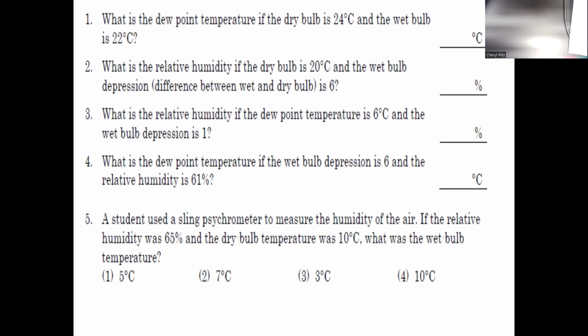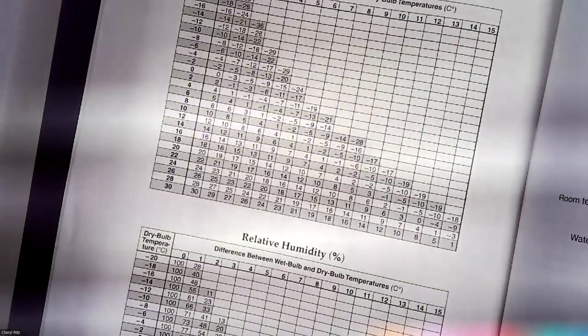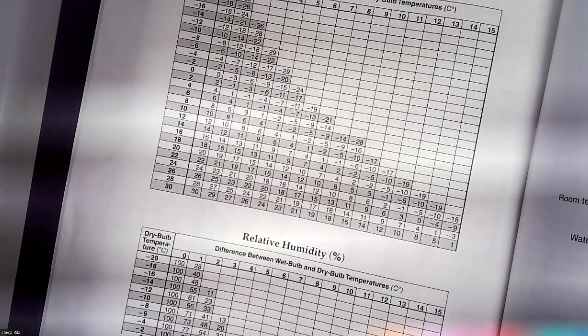Are there any that you need me to go over? Number 5. It says a student used the sling psychrometer to measure the humidity of the air. If the relative humidity was 65 and the dry bulb was 10, what is the wet bulb depression temperature? I guess there's a possibility that I did that one wrong. So the dry bulb was 10 and 65. Yep, I was the wrong one. Because the wet bulb, no, it says what is the wet bulb temperature? I'm sorry. Yep, you did do difference.